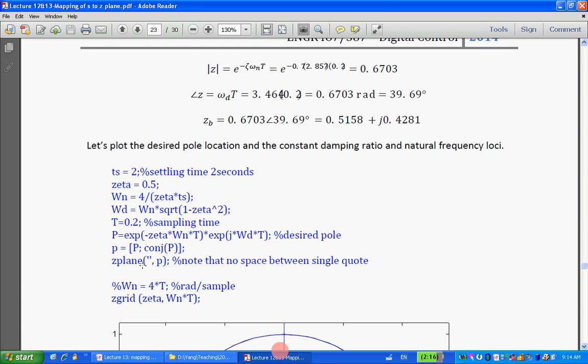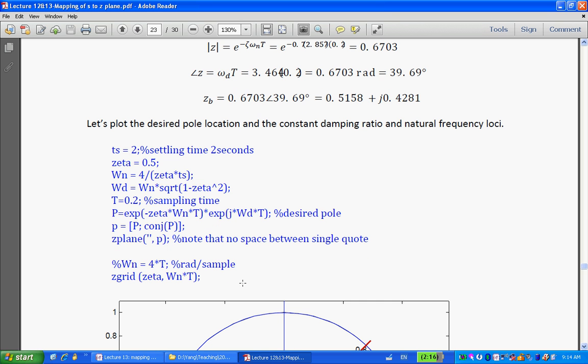Then we can use the zgrid command, and plug in the pole here. The first one I used just a single quote, not a double quote, to get rid of this first. I don't need to enter the first. We don't have a zero here, so I only need to show the pole. Generally this would show you the location of the zero and the pole that you want. In this case I don't have a zero, so there's nothing here.